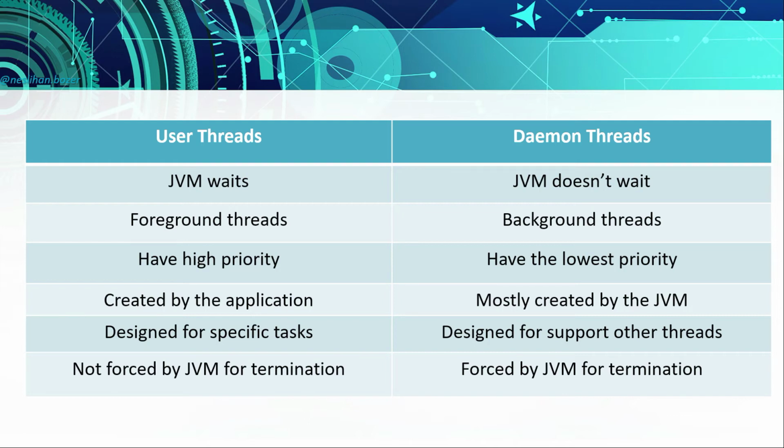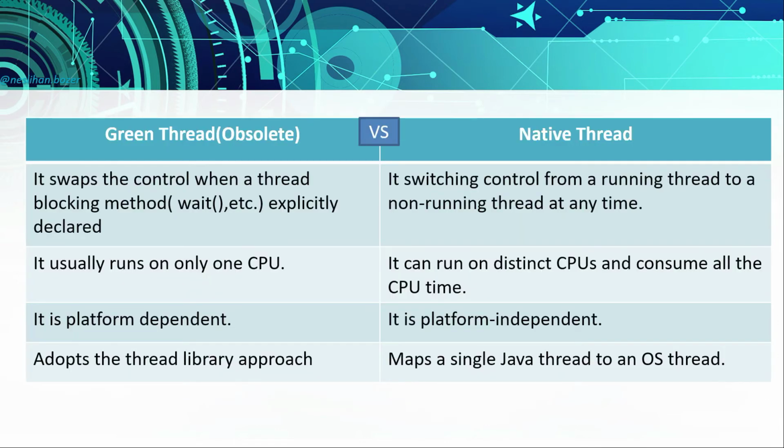Green threads versus native threads. Because of the limitations of green threads compared to native threads, they have been removed from the earlier Java versions. They were removed in version 1.3 of Java and are obsolete now, but it is still good to know the features and the differences compared to native threads. Green threads swap control only when a thread blocking method is explicitly declared, whereas native threads switch control from a running thread to a non-running thread at any time.